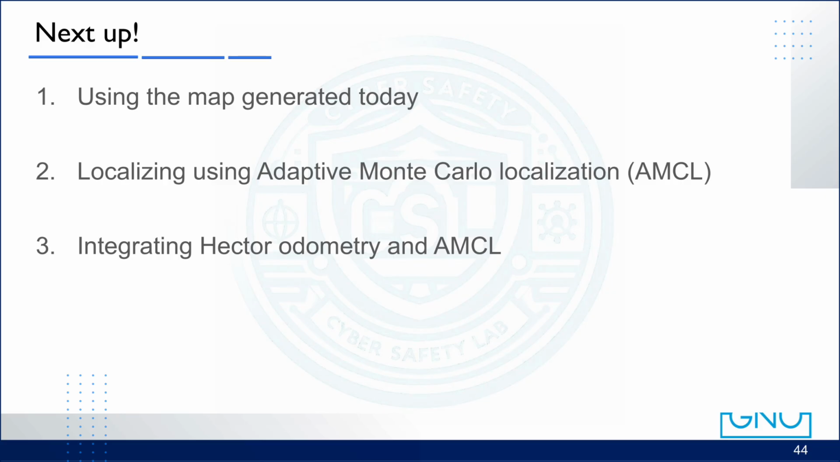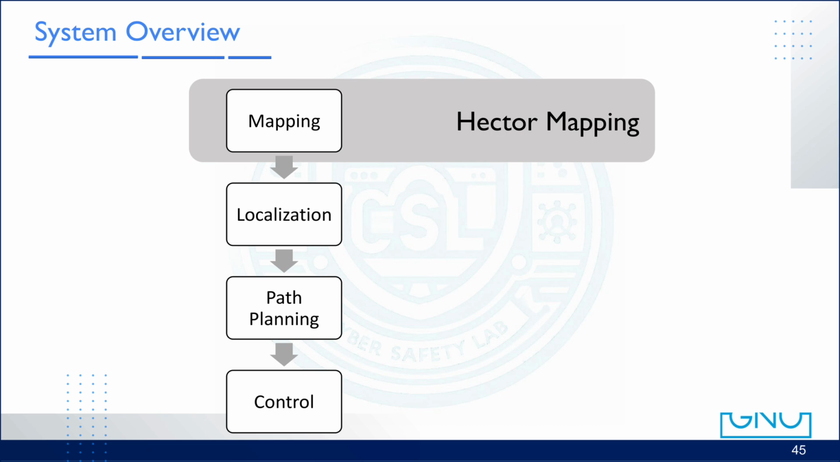You will learn how AMCL uses particle filters to estimate the robot's pose on a pre-built map, and how it adapts the number of particles based on uncertainty. We will also show you how to integrate the map and the odometry that we generated today and use them together inside the AMCL localization package. This will complete the full perception pipeline, from creating the map to maintaining pose during motion to finally achieving robust localization for navigation.